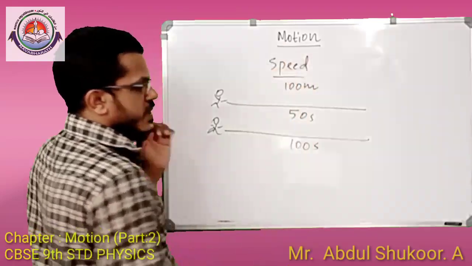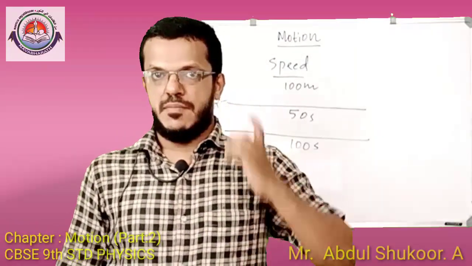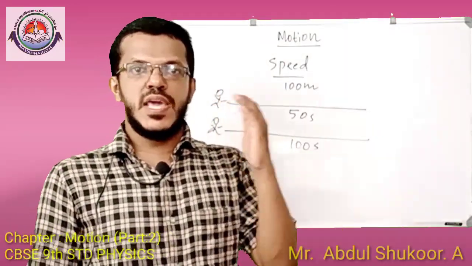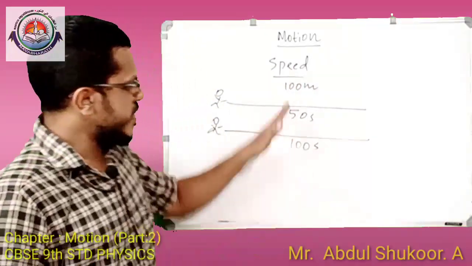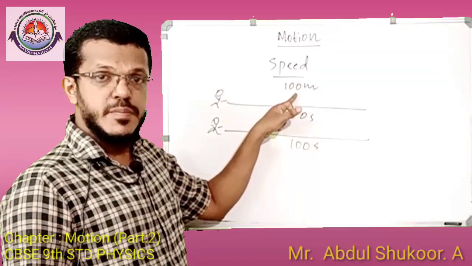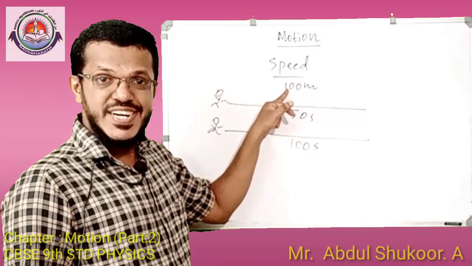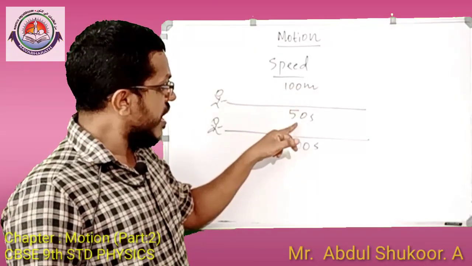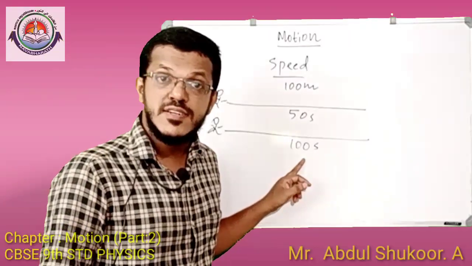Speed means the distance covered by an object in unit time. The distance covered by an object in unit time is its speed. In this case, your friend and you covered 100 meters. You covered it in 50 seconds and your friend covered it in 100 seconds.